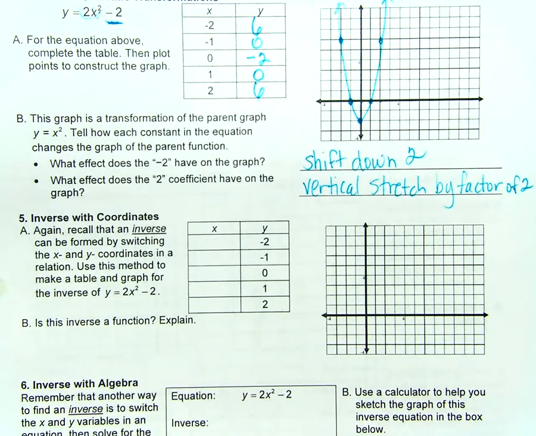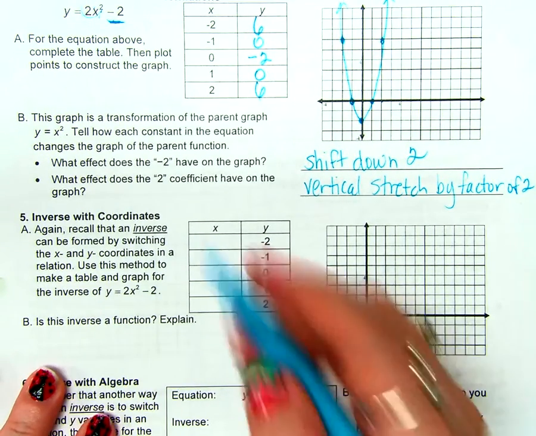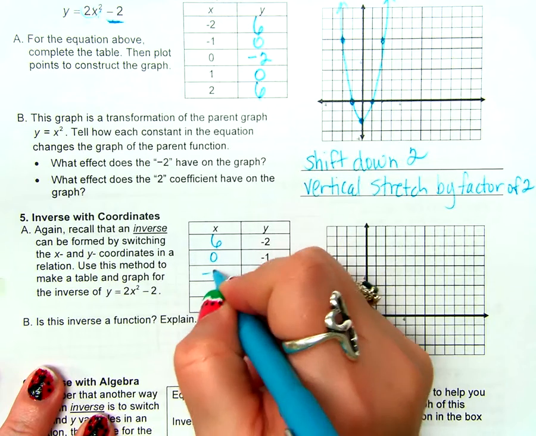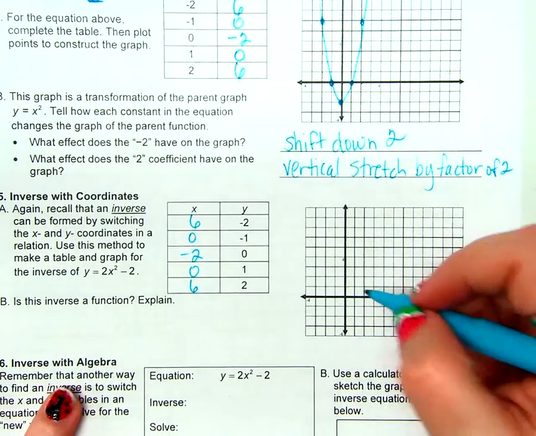So what about number 5? What do you think we're going to do? Switch x and y. Okay? First of all, I'm sure you all read the directions to know that it wants you to switch x and y. Of course you did. Plot them. Plot the points.